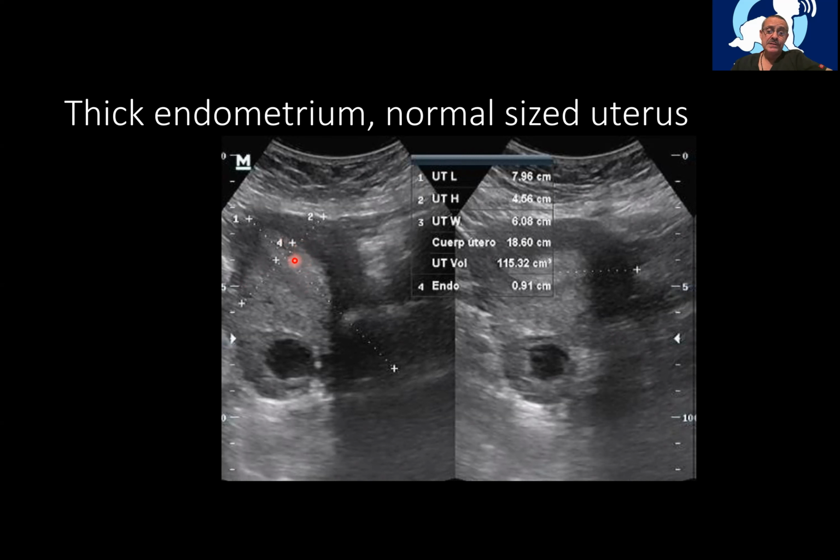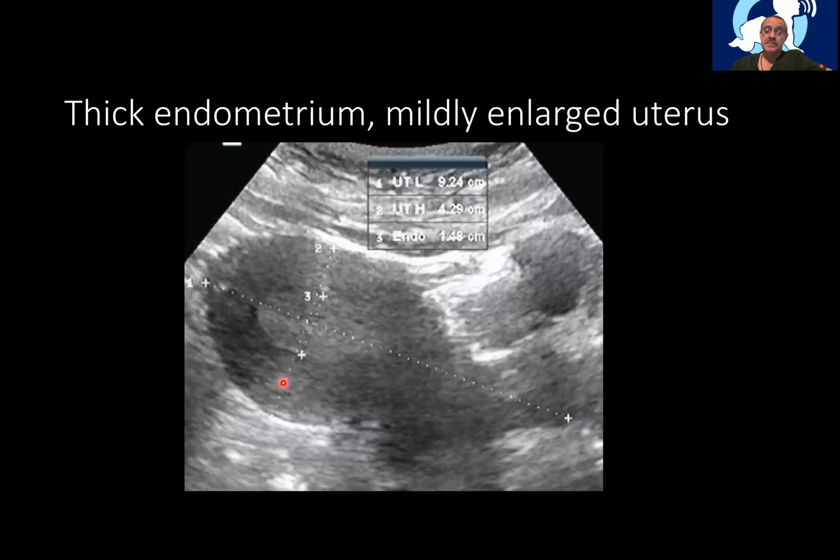We see a round thing here. See that? That's a normal functional follicle in the ovary. Sometimes the uterus is mildly enlarged and the endometrium is thick, and the patient has been bleeding abnormally, so that needs further investigation, an endometrial biopsy, D&C, for therapeutic and diagnostic purposes.